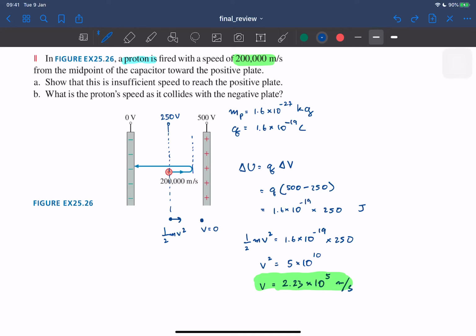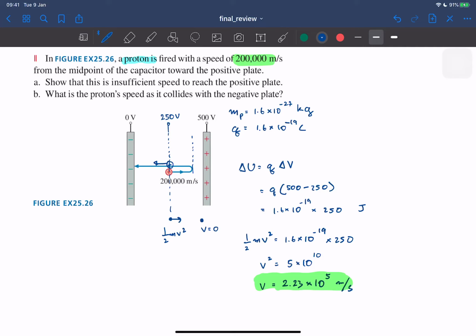So the way I would do it is this. We know that the proton will go to the right and then turn around and go to the negative plate, right? But because of the conservation of energy, by the time the proton has turned around and come back to the middle point, the proton will have the velocity going to the left.